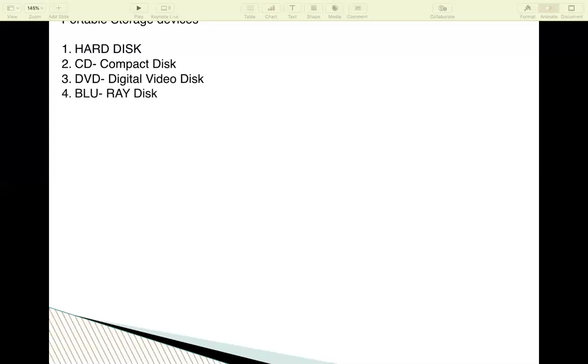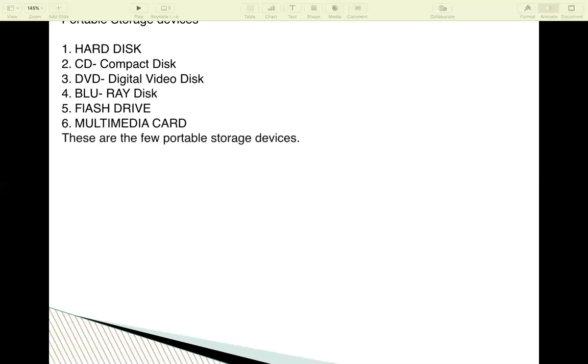Blu-ray disc is now very famous in the market because it can store up to 50 GB of data, and on both sides of the disk it can store the data. Flash drive is also called a pen drive. Multimedia card, you know, is a small card. Now let us see the pictures of them.